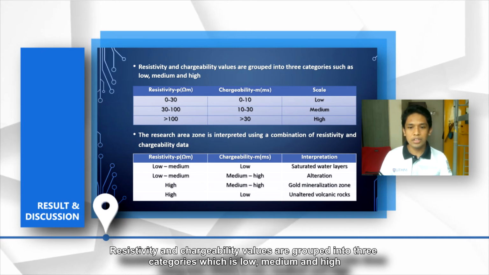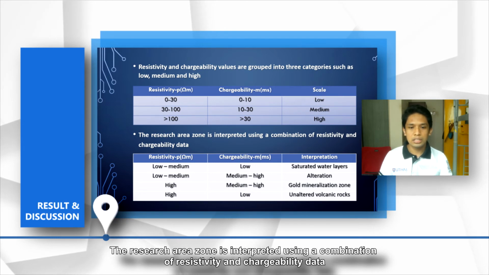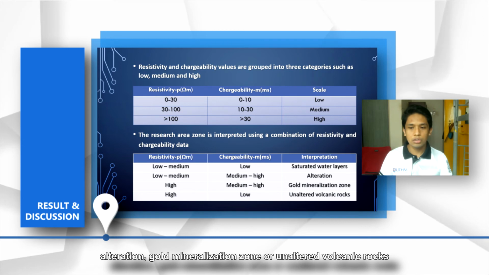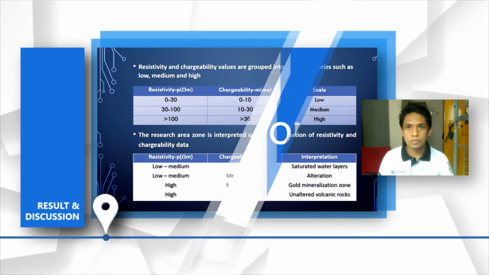Resistivity and chargeability values are grouped into 3 categories, which are low, medium, and high. The research area zone is interpreted using a combination of resistivity and chargeability data. The resistivity and chargeability values define the type and characteristic of the layer zone, whether it is a zone of saturated water layers, alteration, gold mineralization zone, or unaltered volcanic rocks.